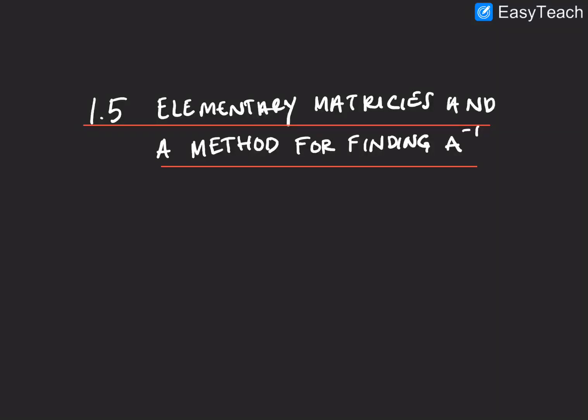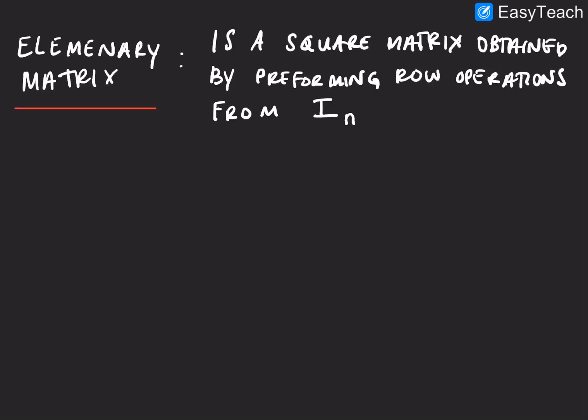So we're going to be learning about elementary matrices and the methods for finding the inverse matrix of, for instance, A. In previous videos we worked on how to find the inverse matrix of a 2x2, but how do we find an inverse matrix for some matrix that is 3x3, 4x4, or any n by n matrix that's greater than or equal to 3? So let's first talk about elementary matrices.